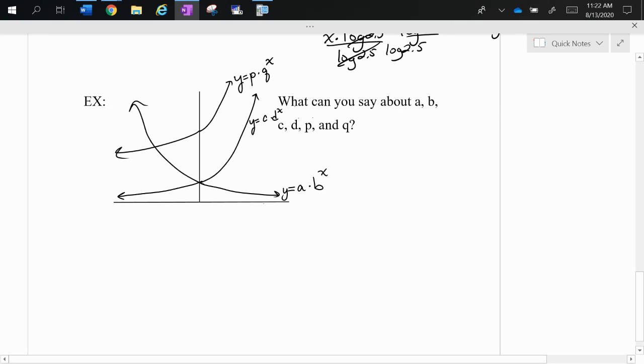So let's see. What we can say first is that all the constants are positive. The reason we know that is because with exponential functions, the base will always be positive. Let's make a note of that. Base always positive. It's always a positive number other than 1.